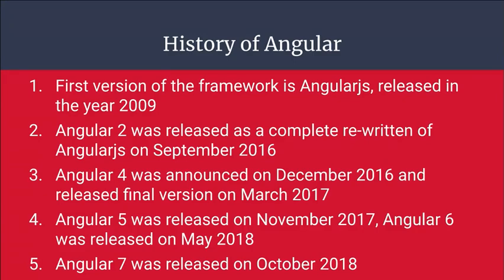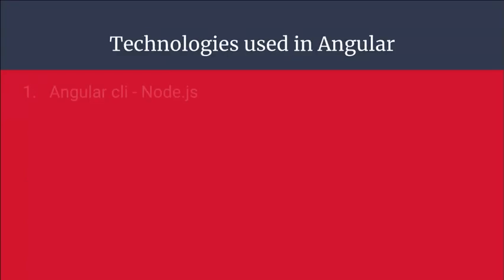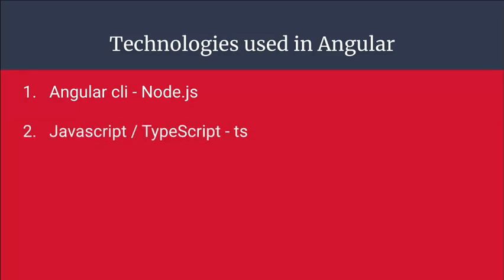Then we'll move to technologies used in Angular. Angular CLI was created using Node.js. It has n number of commands. We can make use of each and every command based on our project need. Angular supports both TypeScript and JavaScript. It also supports SCSS and CSS. Whenever you create a project, it prompts you with a question on how the project has to be initiated.